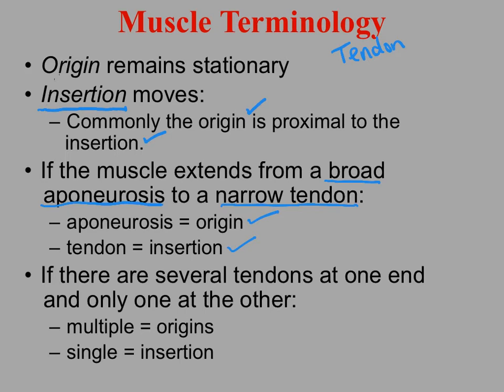In some cases, muscles will have 2 or more tendons at one end and only one at the other end. So in this case, the end of the muscle where there are several tendons would be considered the origin, and the other end of the muscle with just one single tendon is going to be the insertion point. Make sure that you understand these, because you're going to be committing a lot of these origins and insertions to memory for your exam.